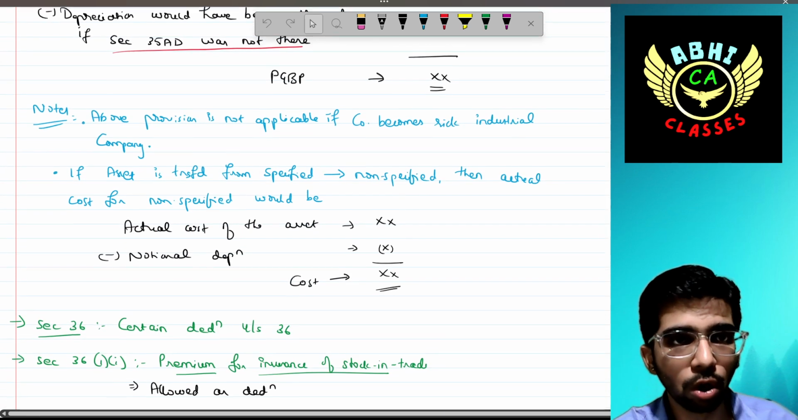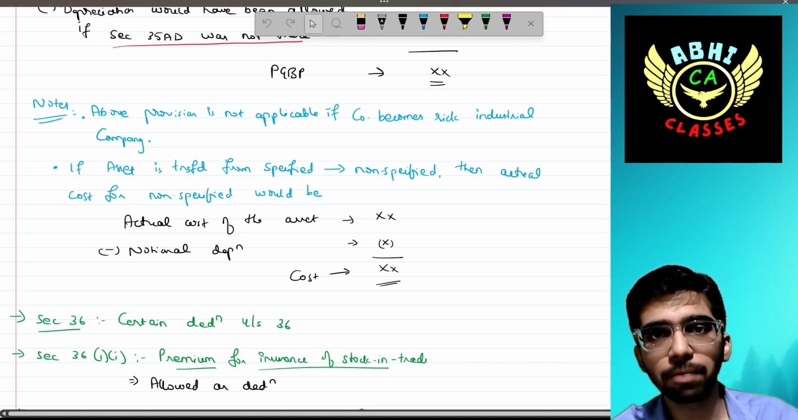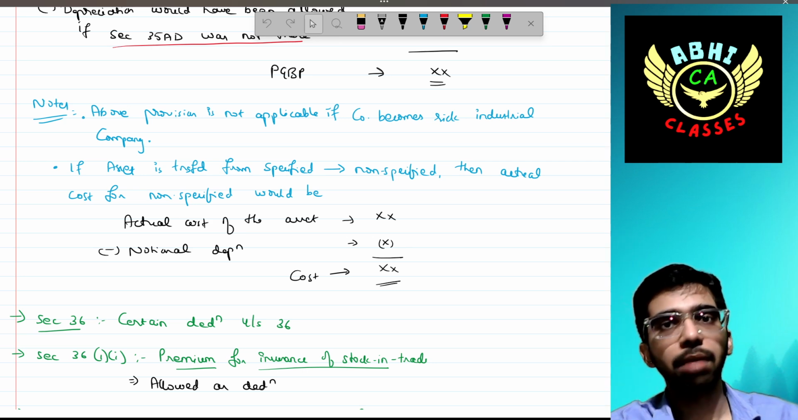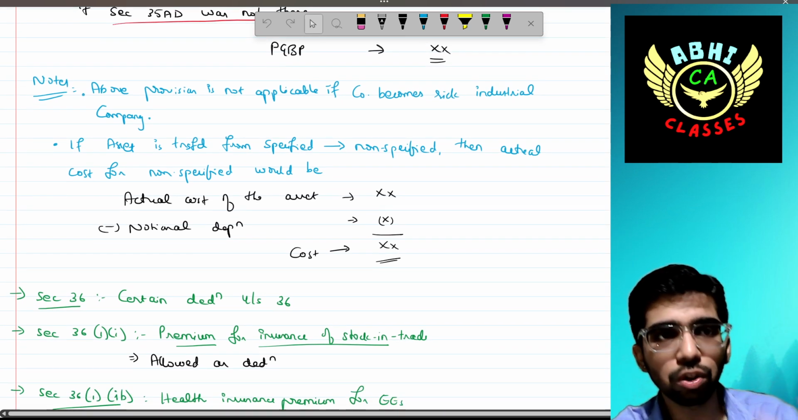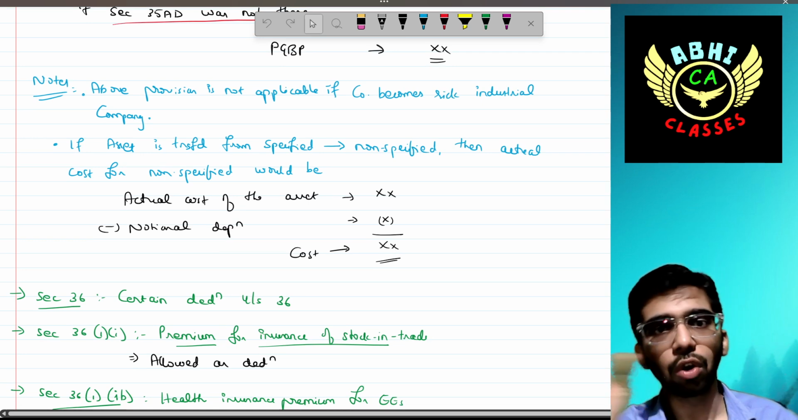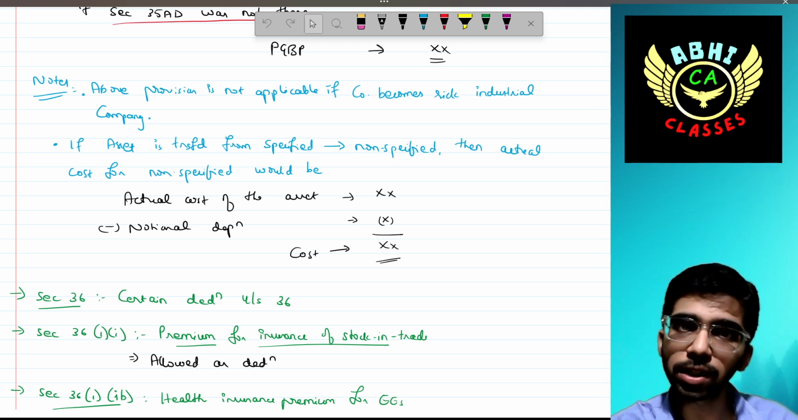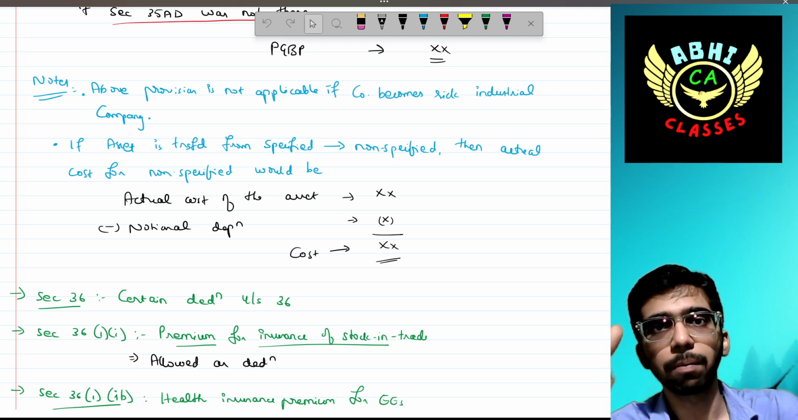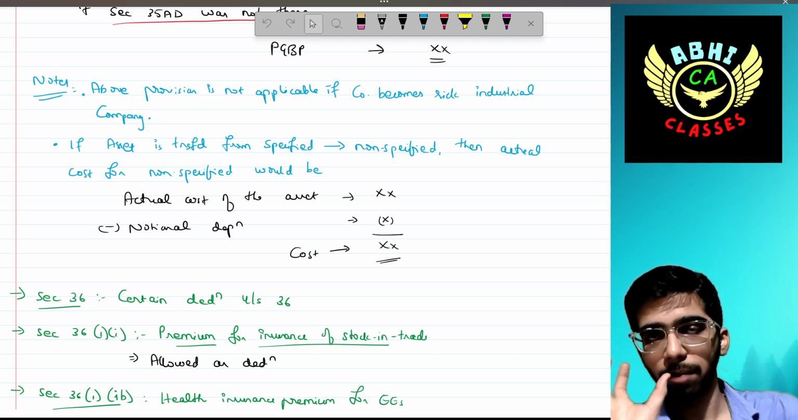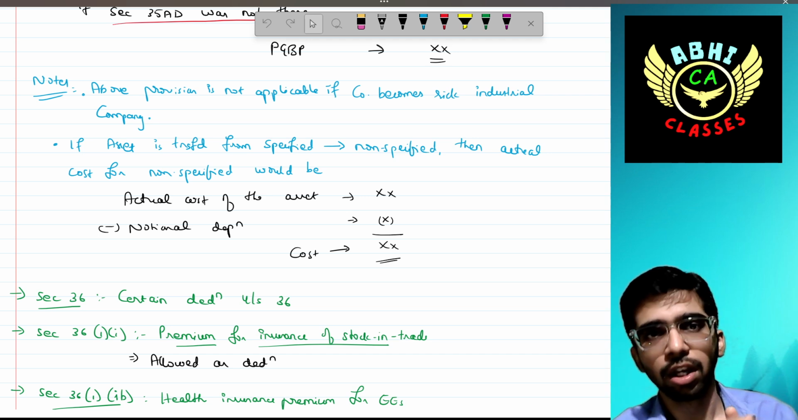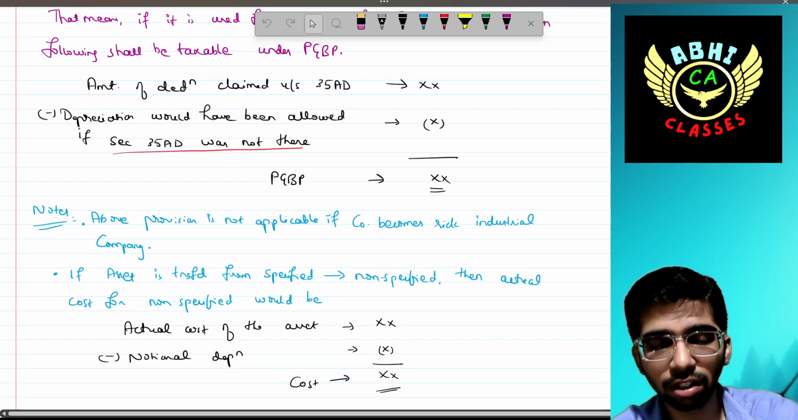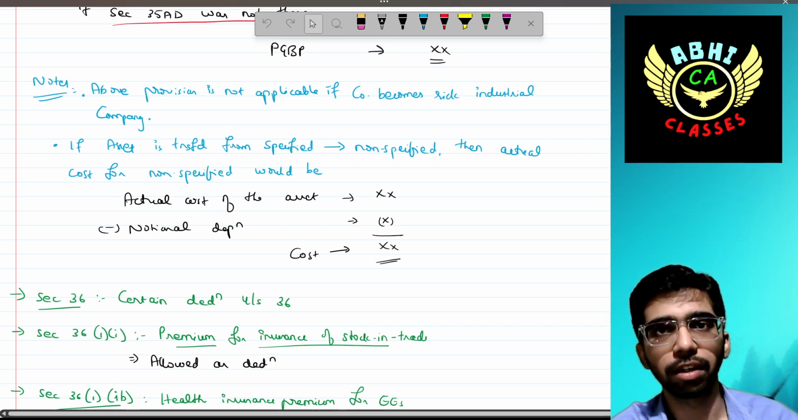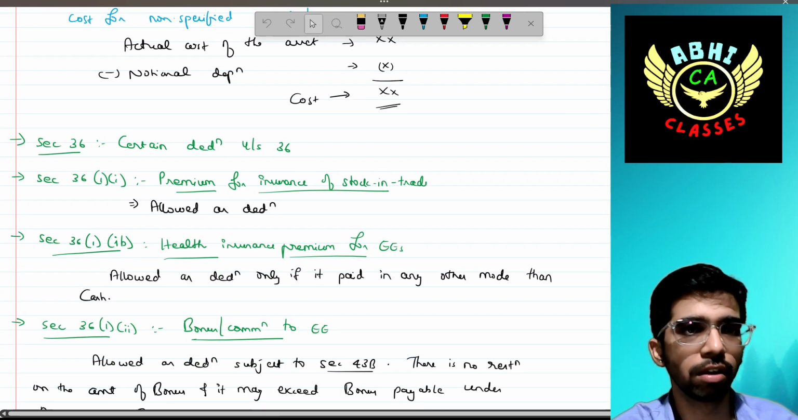Simple. Then note, the above provision is not applicable if the company becomes a sick industrial company. If that company becomes a sick industrial company, then this taxability would not arise. If the asset is transferred from specified to non-specified business, then the actual cost for the non-specified business would be, in our example, 100 minus notional depreciation, that's 15% for 3 years. We have to reduce it, and the remaining would be the WDV for the non-specified business. Whatever PGBP income has been taxed would be treated as a cost for the transferee company, that is for the non-specified business.